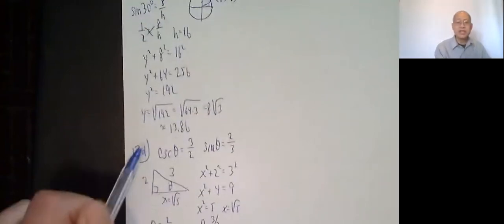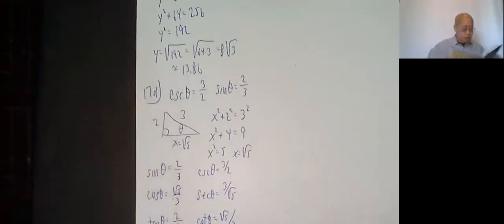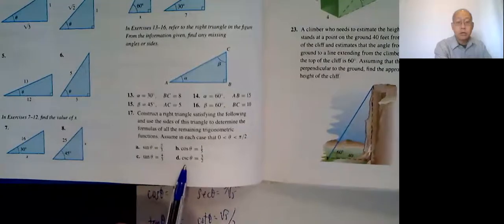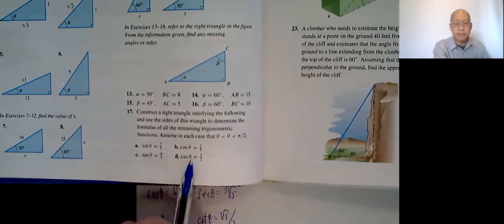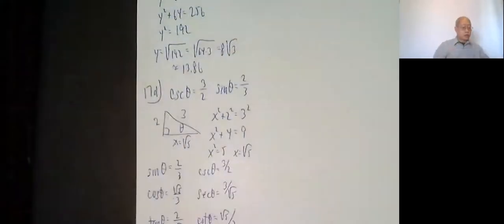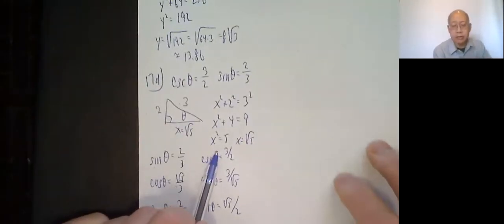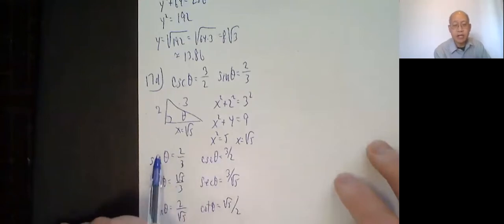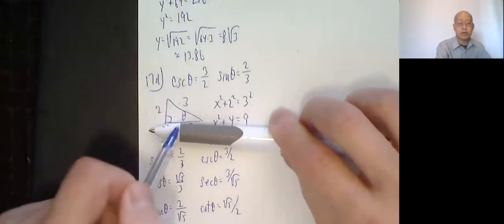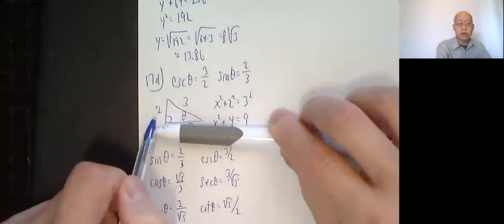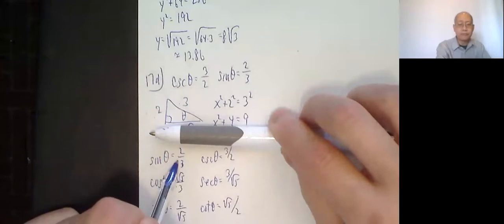Okay, then 17D. So they tell me cosecant of theta is 3 over 2. And A, B, and C are similar. Okay? So cosecant is 3 over 2. I don't like cosecant. I'll do its reciprocal, which is sine. Flip it. Sine of theta is 2/3. Okay, so I draw myself a triangle. Sine is opposite over hypotenuse. So sine of theta is 2 over 3.